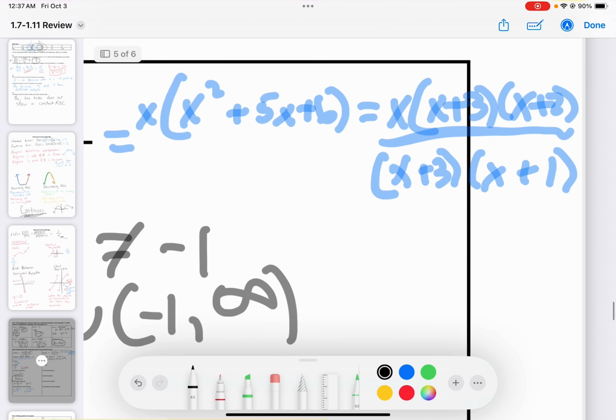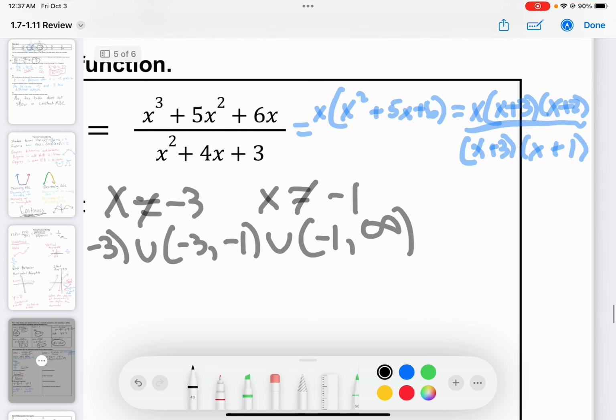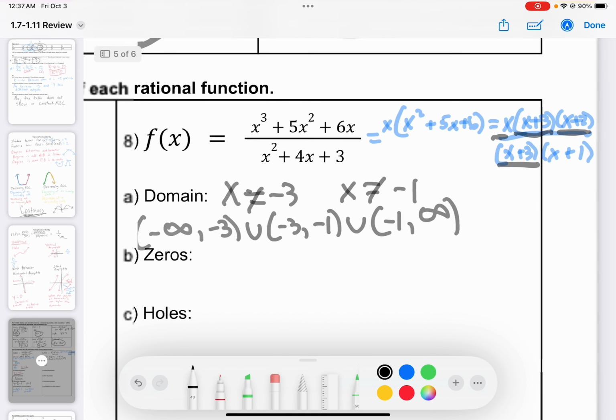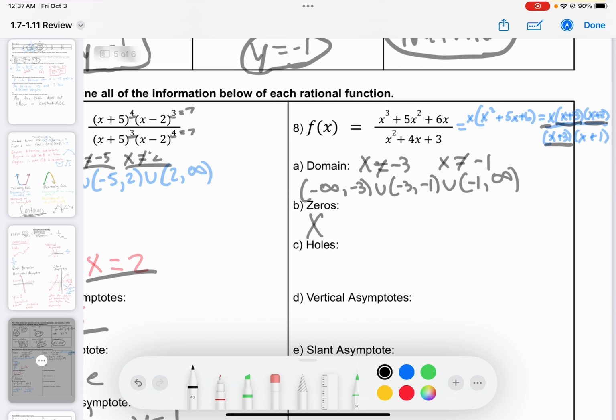The zeros are places that exist in the numerator, but not the denominator. Well, this x plus 3 exists in both, so it's not going to be that. This x is by itself in the numerator, and this x plus 2 is by itself in the numerator. So we're going to have a zero at x equals 0, and at x equals negative 2, because remember, I'm setting those factors equal to 0.